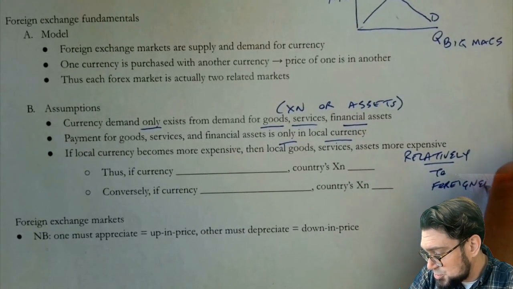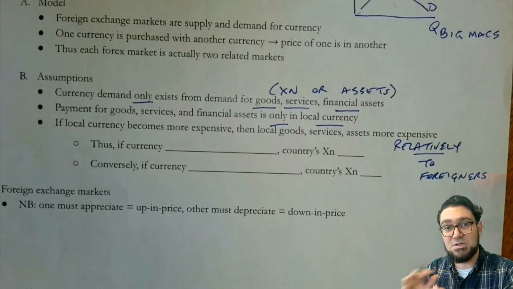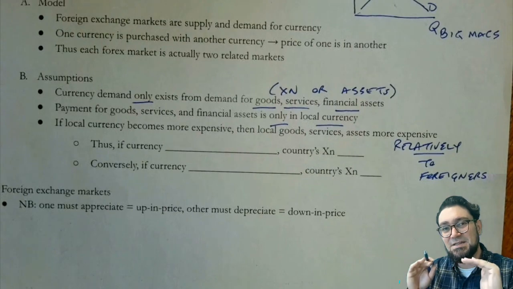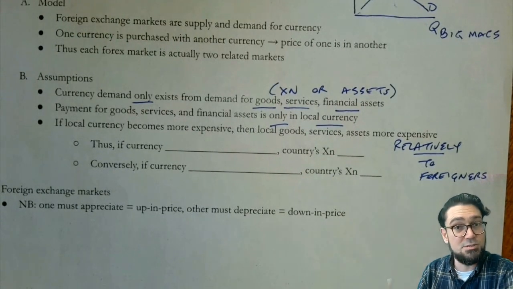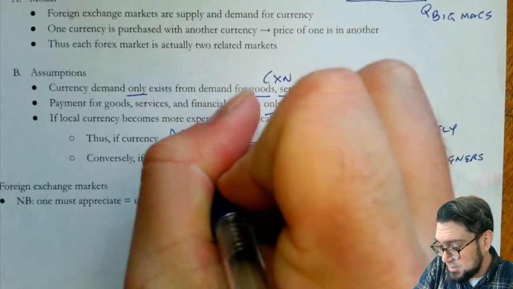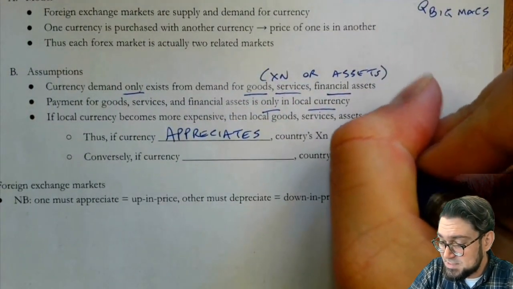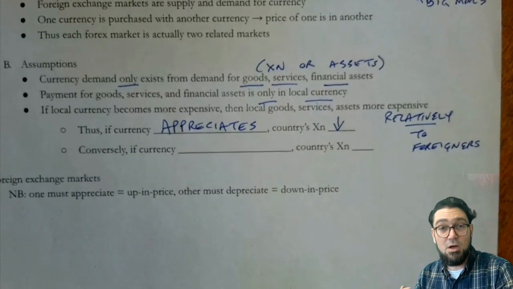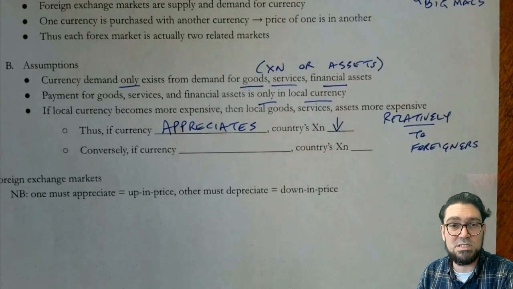So I probably should be a little bit more specific here, that the goods themselves or the assets themselves are actually staying the same price. It's that now they are relatively cheaper or relatively more expensive for the foreigners to buy. So we would say that if a currency appreciates and goes up in price, then their net exports will go down. That's because the currency being more expensive makes the goods and services relatively more expensive.